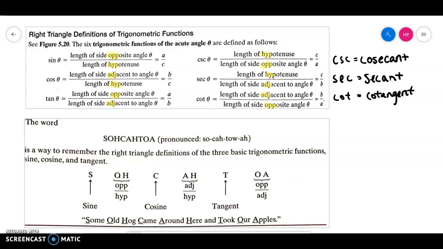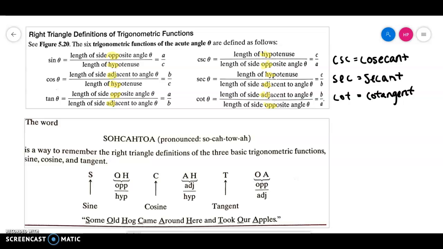And then the word, my SOHCAHTOA, to try to help me remember which one's which. Sine is opposite divided by hypotenuse, and so that's what the S, the O, and the H stand for. Cosine, adjacent over hypotenuse. Tangent, opposite over adjacent. It was never until we were using this text that I saw anything like the mnemonic device down below, that some old hog came around here and took our apples. I just remember it with SOHCAHTOA. That reminds me of like a Charlotte's Web. I feel like it's on the farm with a bushel of apples. So whatever it takes to get you to remember.